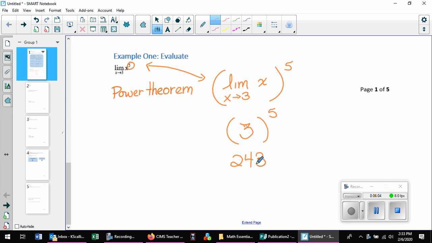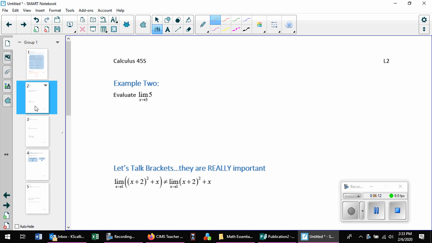Okay, so we use the power theorem and we use the identity theorem. Nothing rocket science so far? Finding the example on the page is the hard part. This is a constant, so what's the limit? I'm going to use the constant theorem. There are no x's, so it doesn't matter what x is doing. For the constant theorem, y is 5. Doesn't matter what x is doing.